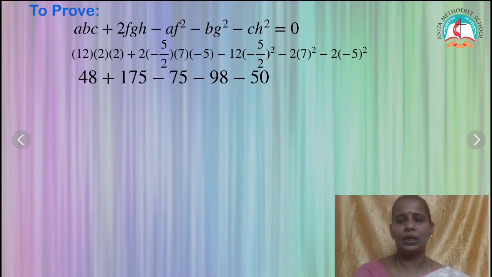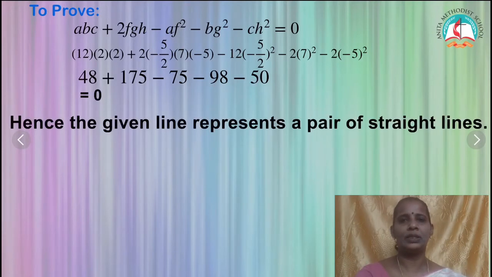So how do you get minus 75? First you have to square it. So 2 square is 4. 4 3s are 12. 5 square is 25. 25 3s are 75. First you square it, then you multiply. If you want, you can write the answer in decimals also. 7 square is 49. 49 2s are 98. Minus 5 square is 25. 25 2s are 50. If you evaluate this, you will get the answer 0. Therefore, it represents a pair of straight lines.